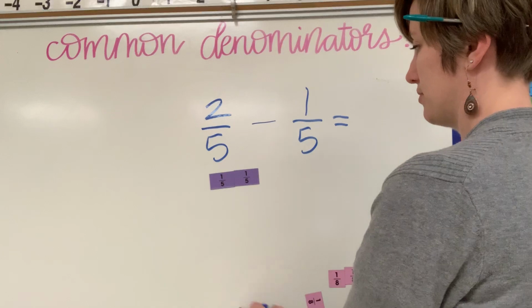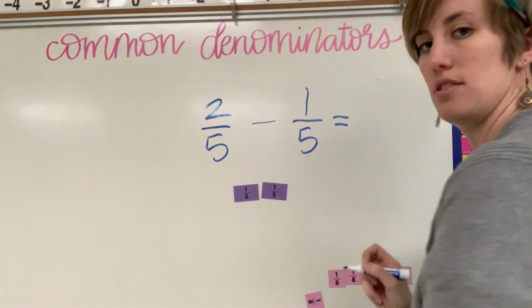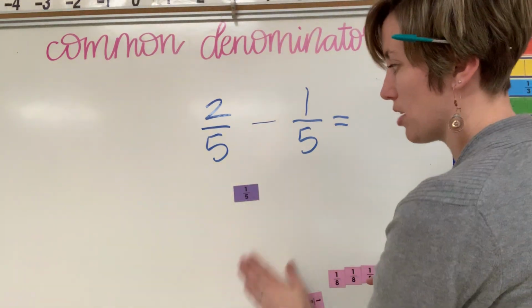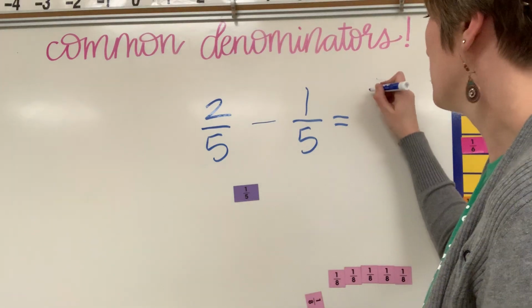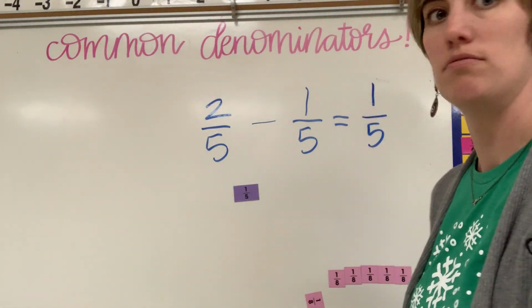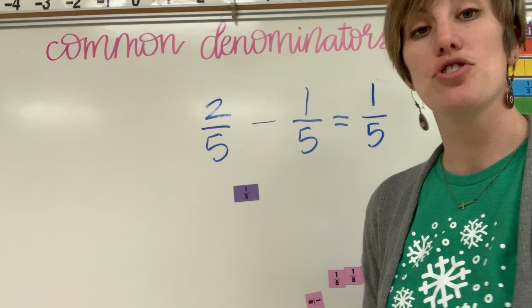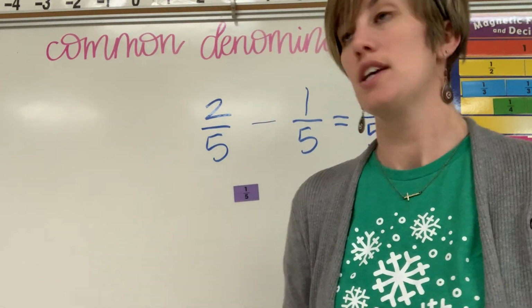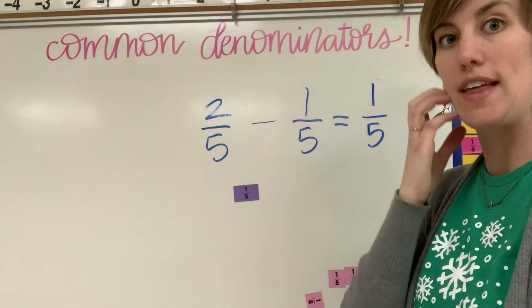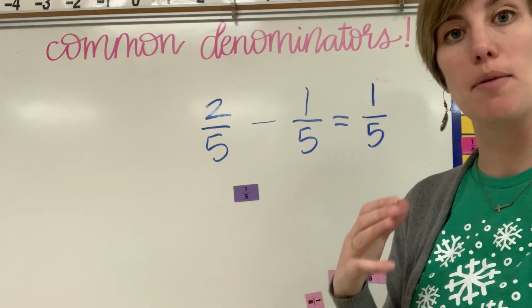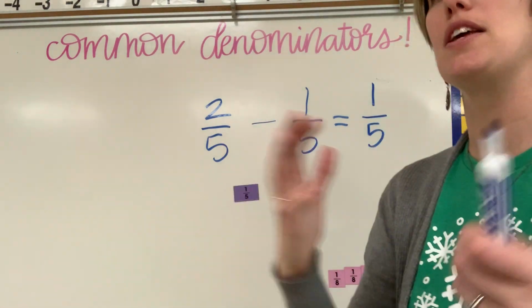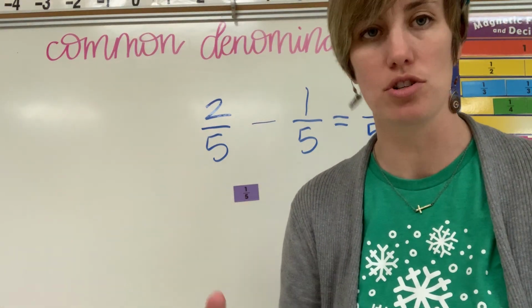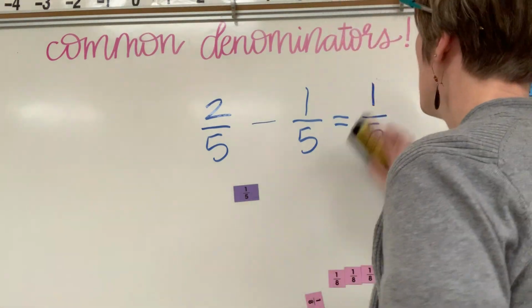2/5, take away 1/5, leaves me with 1/5. You're just trying to find out how many pieces you're either gaining or you're losing. This is the numerators is where that happens. That's where you're learning about how many of the pieces of the pie do you have, or the strip, or the number line, or what have you.